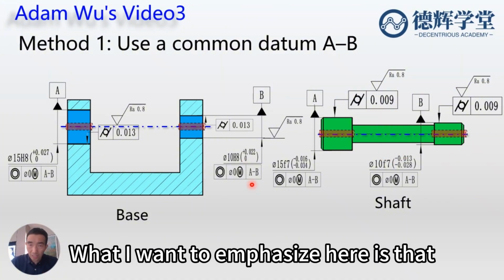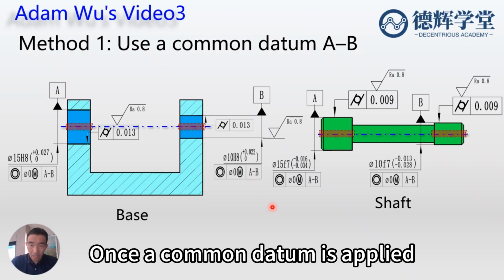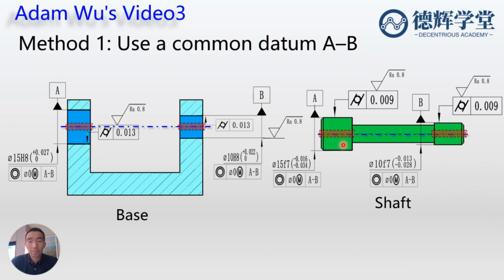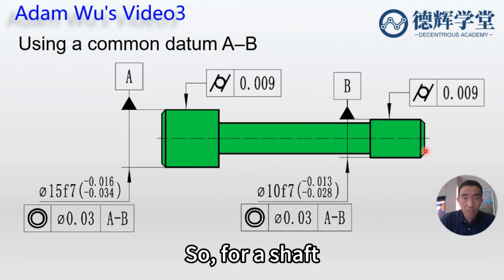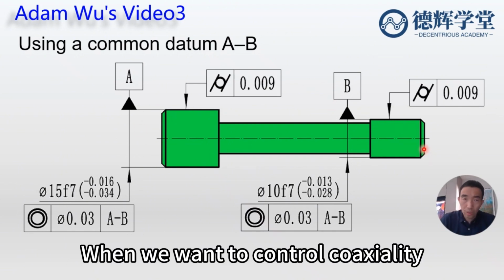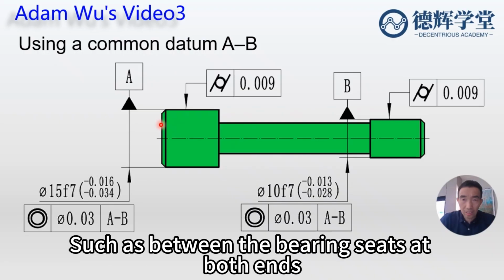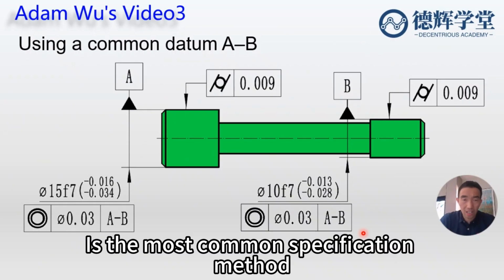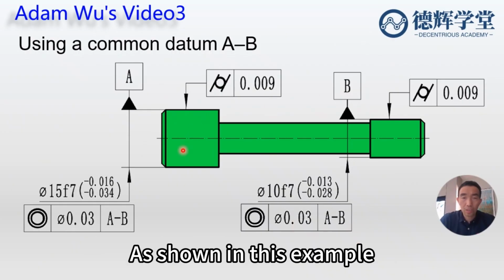What I want to emphasize here is that once a common datum is applied, the coaxial relationship between the tolerance zones is guaranteed. So, for a shaft, when we want to control coaxiality, such as between the bearing seats at both ends, using a common datum A-B together with coaxiality is the most common specification method, as shown in this example.